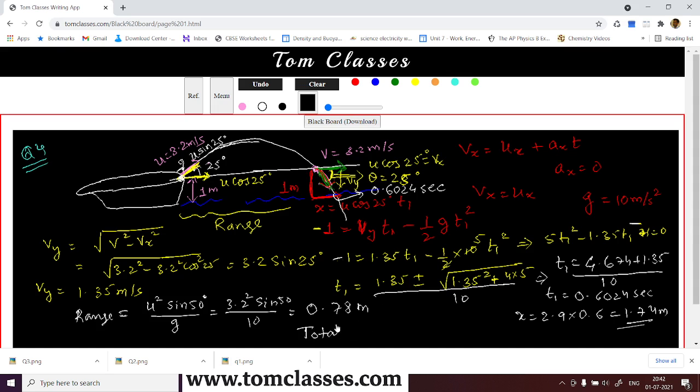So how much is the total distance? The total distance is 0.78 plus 1.74, so this value is 2.52 meters. So this diver or swimmer is going to land 2.52 meters from the pier. Yes, is that okay?